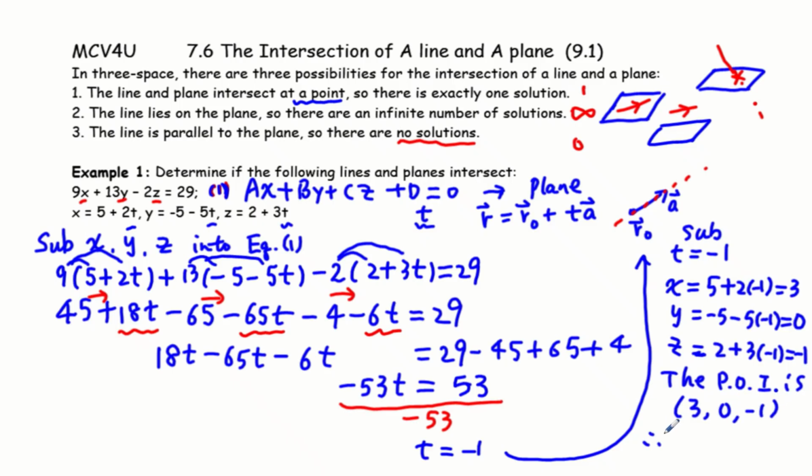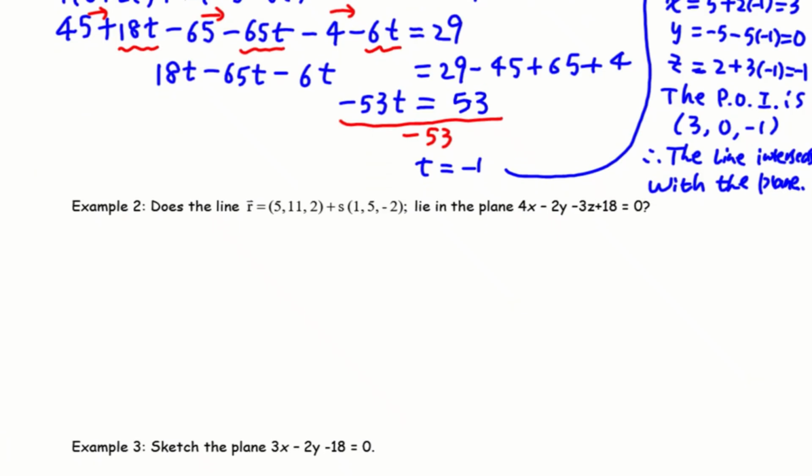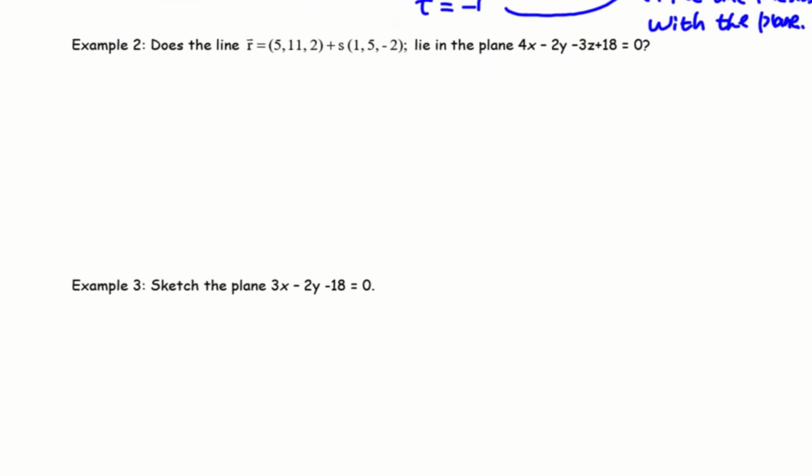So therefore, the line intersects with the plane. So this is our first possibility. The first possibility is just one point of intersection. And we are going to see another example, example 2.